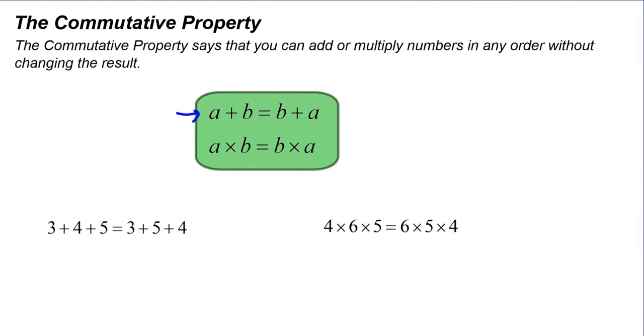A plus B is equal to B plus A. You can rearrange the numbers and you can still get the same sum. And likewise, A times B is equal to B times A. You can rearrange the product and still get the same answer. So then I've got a couple examples here.